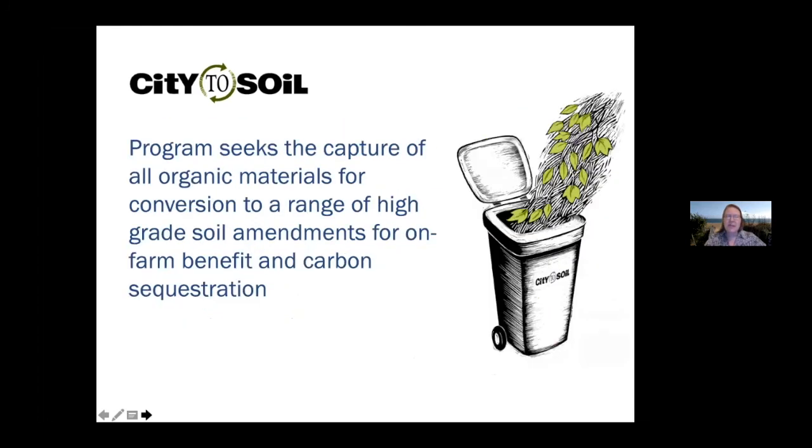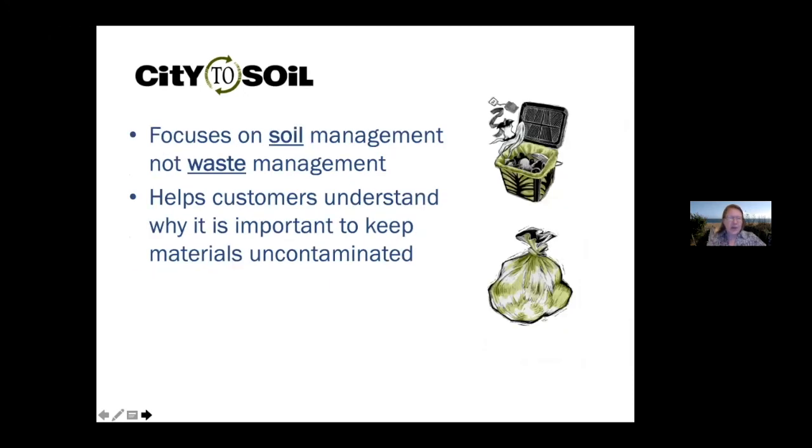The program seeks to capture all of the organic materials for conversion to a high-grade soil amendment for on-farm benefit and carbon sequestration. When compost is put down on farms, it actually sequesters the carbon. And so this City to Soil program demonstrated what could be done. So it focused on soil management, not waste management, emphasizing to residents to bring those nutrients back to the soil. Organic materials include things like food scraps, yard trimmings, anything that is compostable or degradable. And so these have natural nutrients that go back into the soil as compost, put on as an amendment, and then capture that carbon.